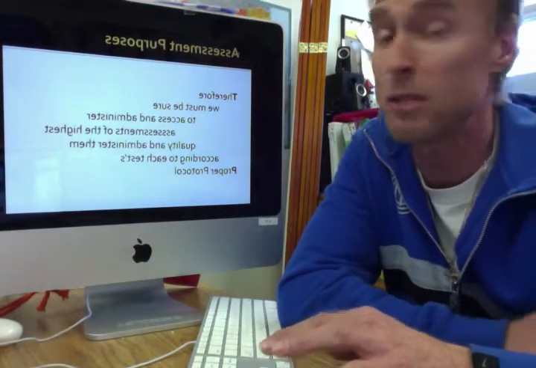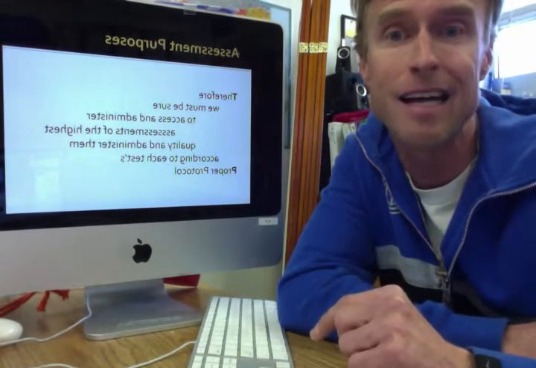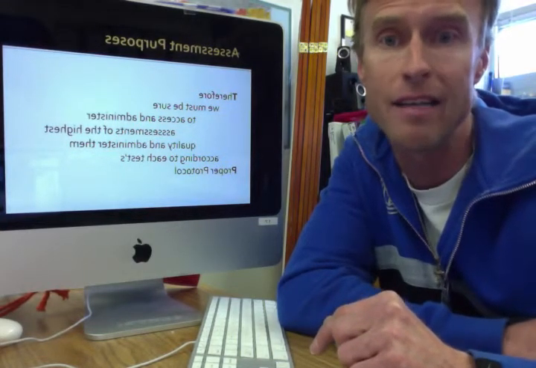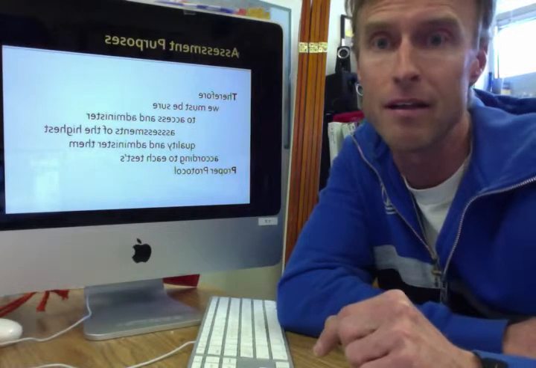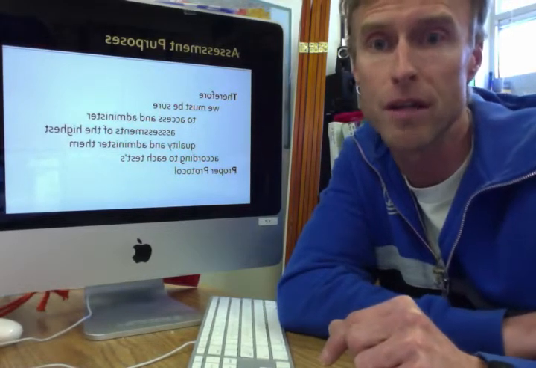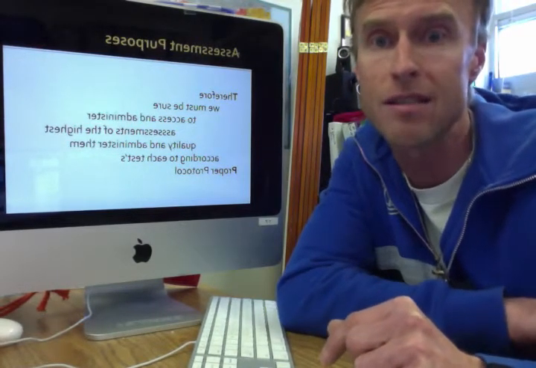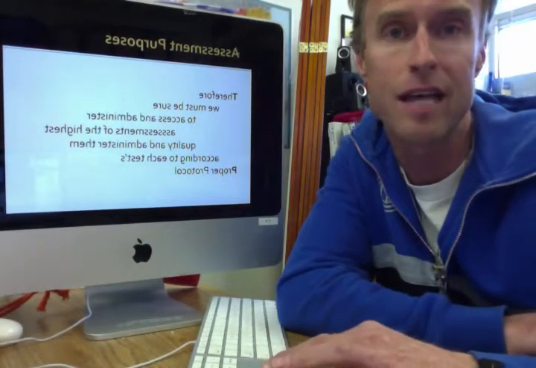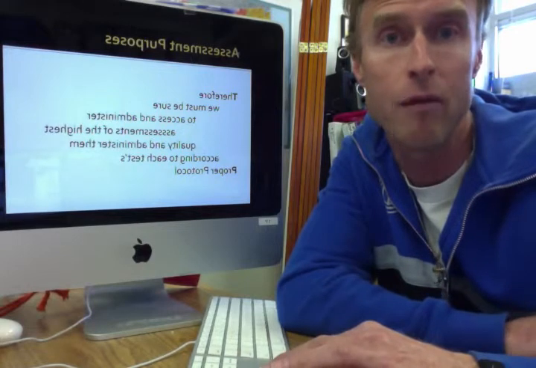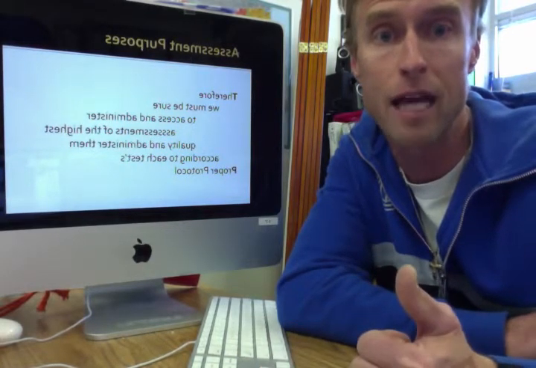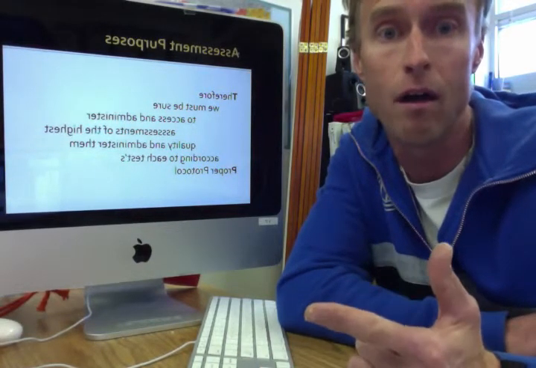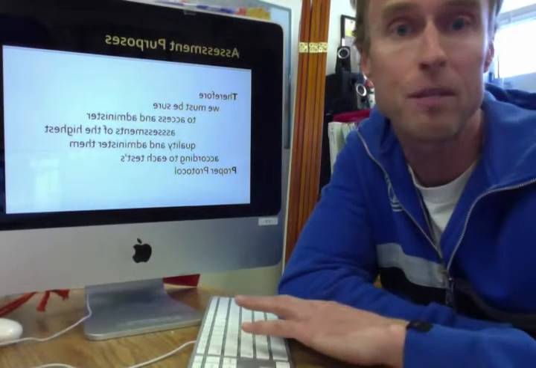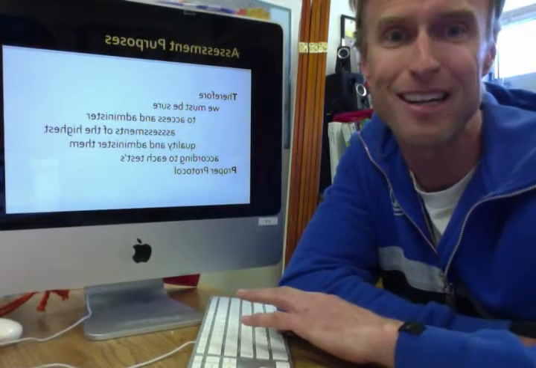Therefore, we must be sure to access and administer assessments of the highest quality and be sure to administer them according to each test's proper protocol. Because if we're not following the test's guidelines, then we are not getting the most reliable data or doing it the right way. So we've got to be sure to do it the right way to get the most reliable data.